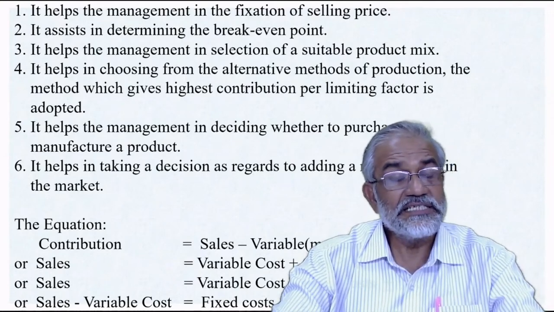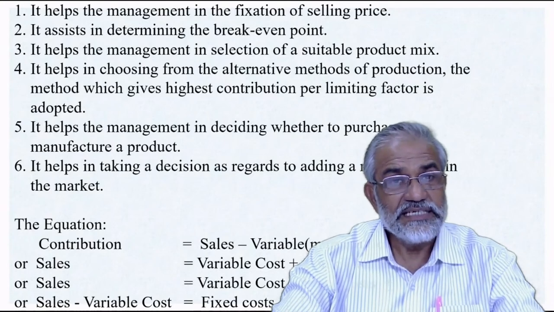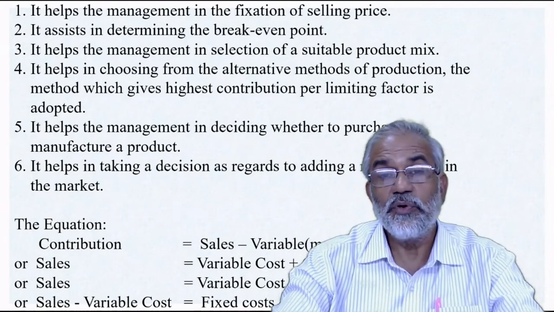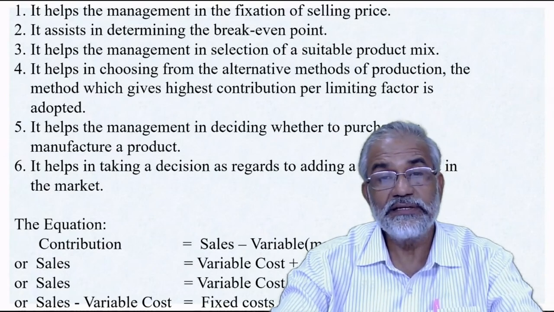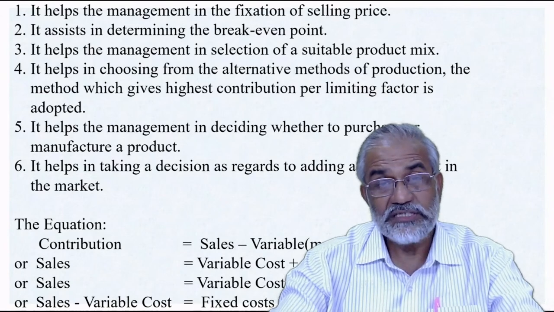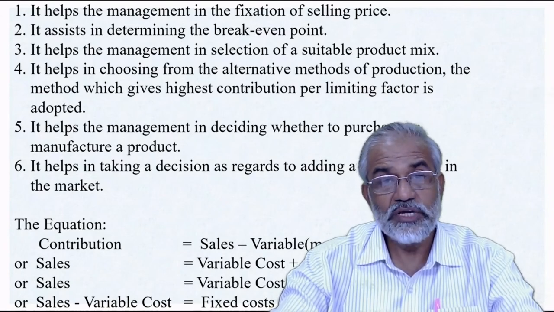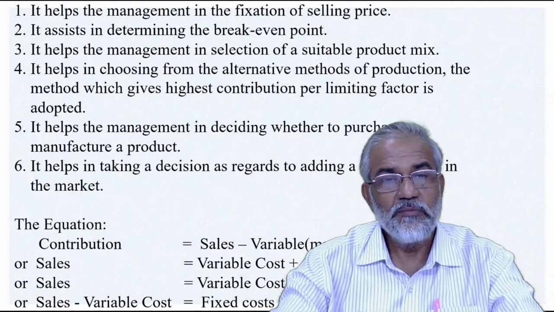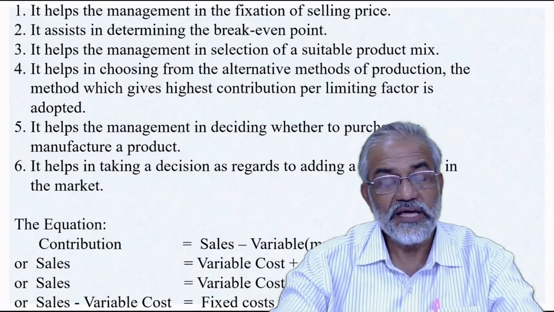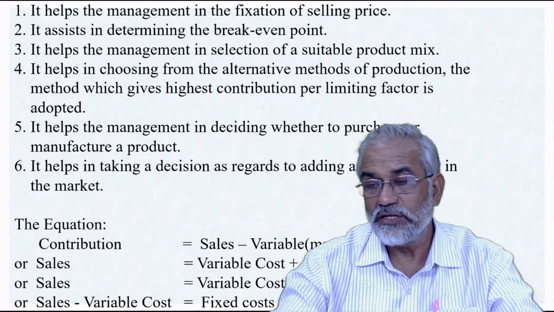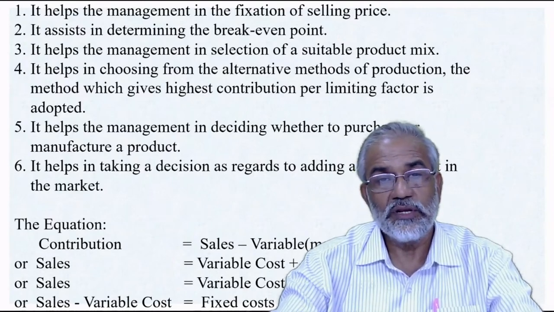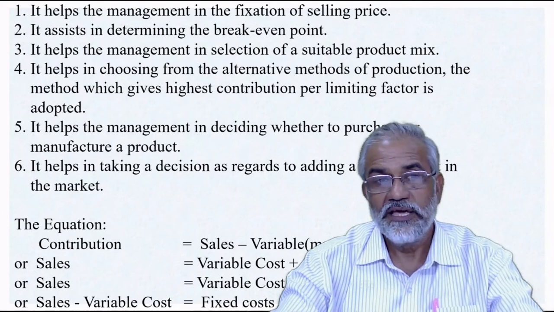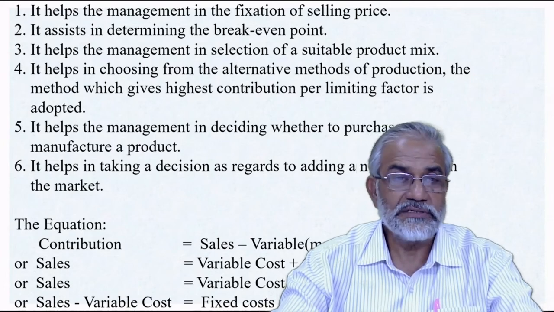The second advantage in respect of contribution is that it assists in determining the break-even point. If the total fixed cost is divided by the contribution per unit, that would be the volume of production at which there won't be any profit and there won't be any loss. That means the total of revenue would be exactly equal to the total of expenses or cost. Break-even point is that point where there is no profit or no loss.